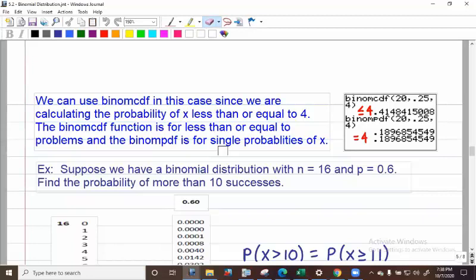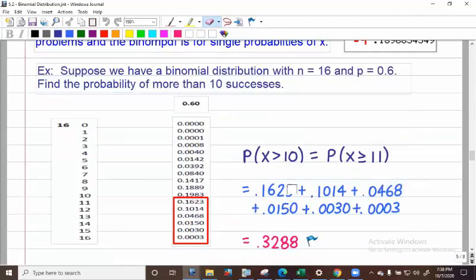Okay. We have to be very, very careful here that we realize that more than 10 is not the same as 10 or more. 10 or more would include 10. More than 10 does not. More than 10, because these are always whole number integer values, would jump up to 11.